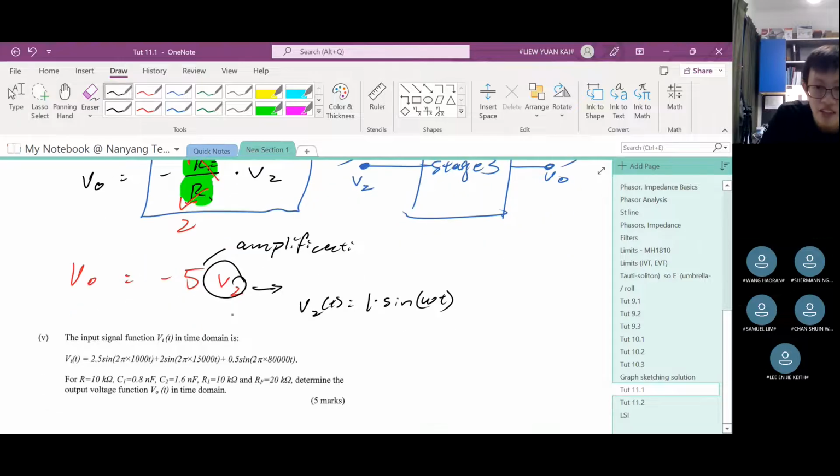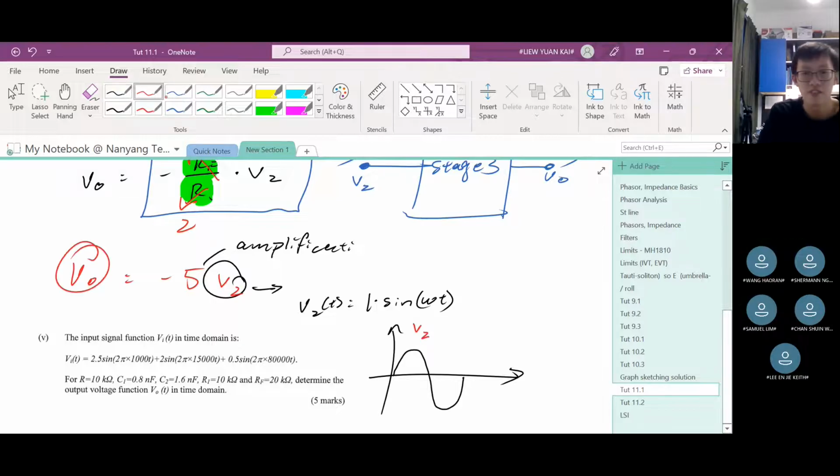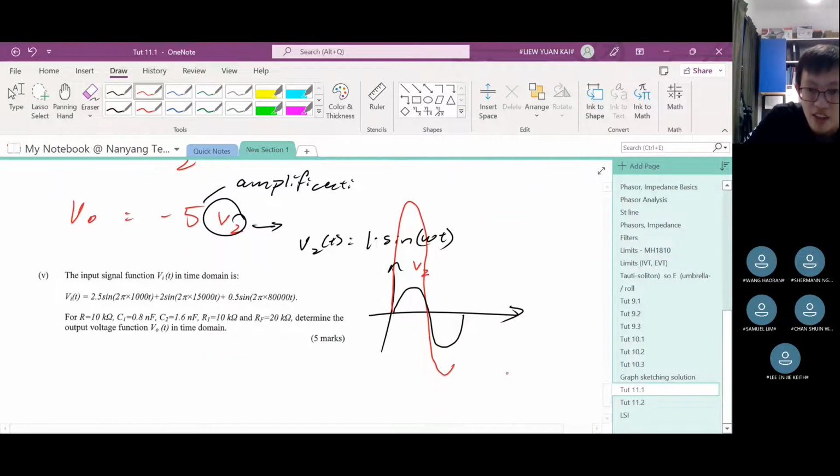Okay, so if I want to draw this very basic waveform, it will look like this, right? This is the V2. Then what about V out? If I want to plot V out, it will be 5 times of this, and then it will be the negative version of V2. Okay, it will be 5 times taller, so the amplitude will reach like 5 times. But not only that, it is not only 5 times taller, it is also inverted.